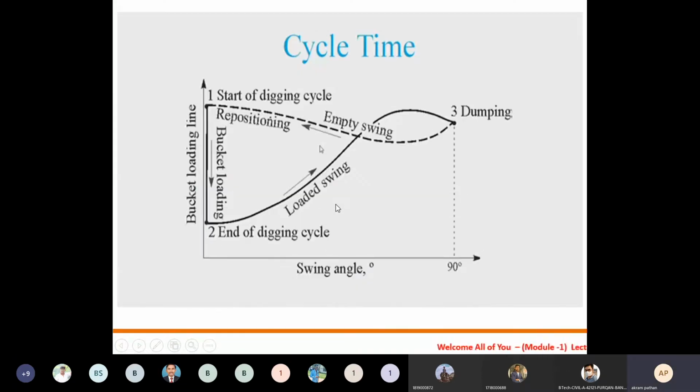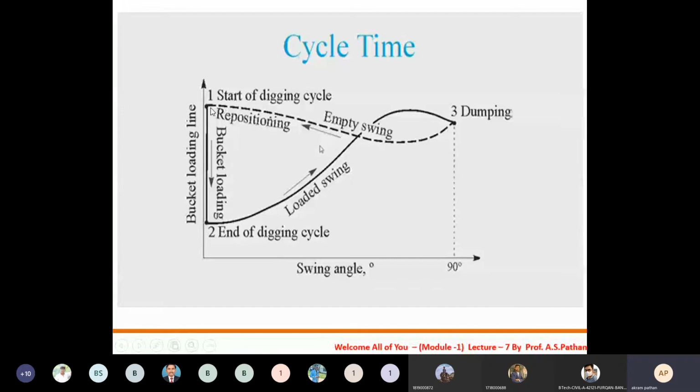In the last lecture, we also saw the cycle time. So what is generally cycle time? It is the time required for the digging operation, then lifting of this loose material with the help of the bucket of the clamshell, and dumping that material into the truck or dumper. Whatever time is required for this activity or work, we call it the cycle time.